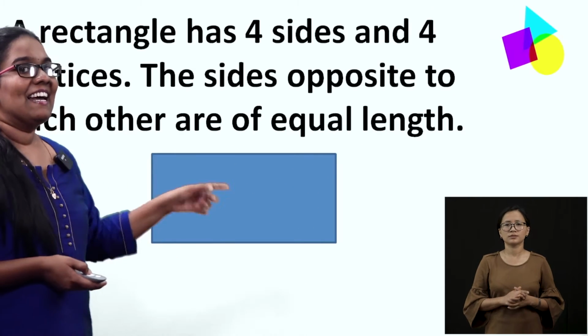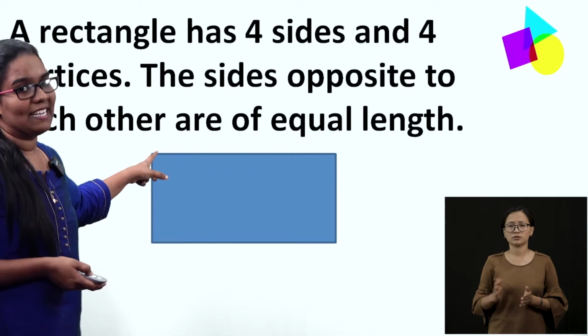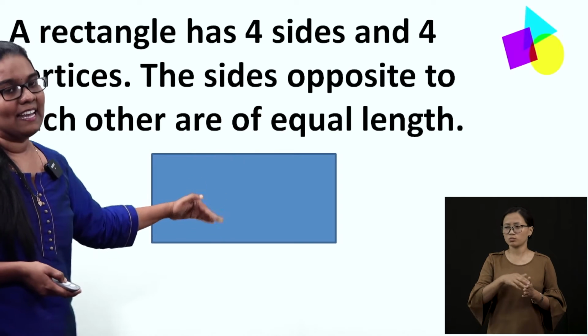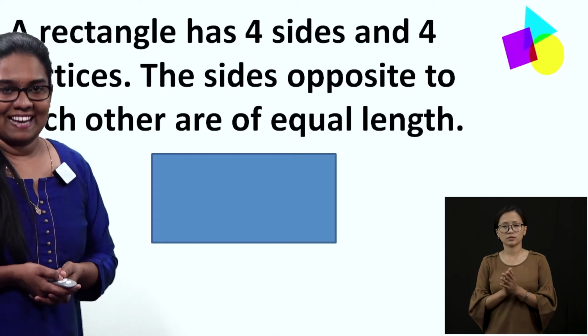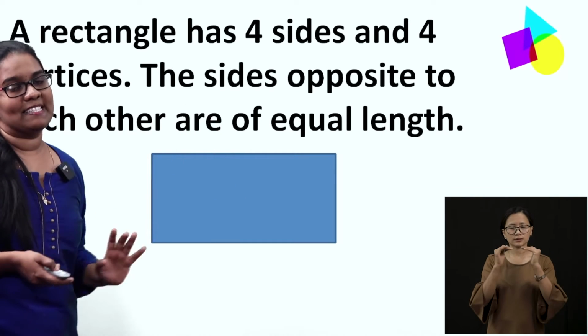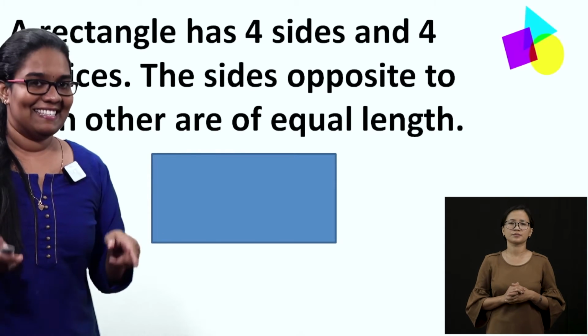Then, a rectangle has 4 sides and 4 vertices. The opposite sides are equal in length. The sides opposite to each other are equal in length. A rectangle has 4 sides and 4 vertices.